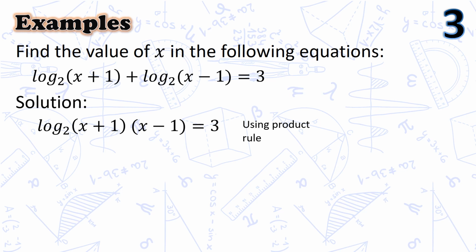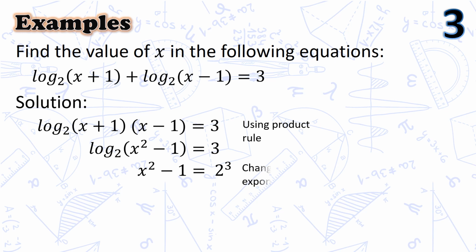We have logarithm of x plus 1 times x minus 1 to the base 2 equals 3. And x plus 1 times x minus 1 is x squared minus 1. So from here, we can use the exponential form of this logarithmic equation. We have x squared minus 1 equals 2 raised to 3. And 2 raised to 3 is equal to 8.